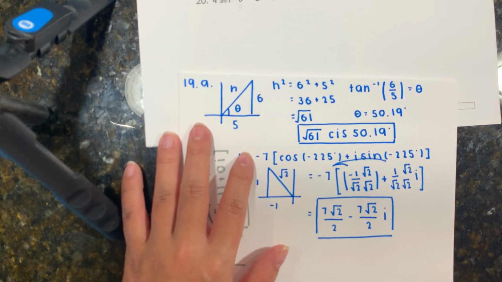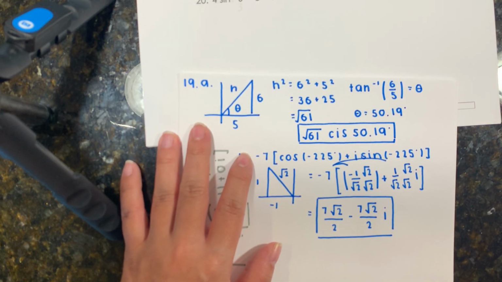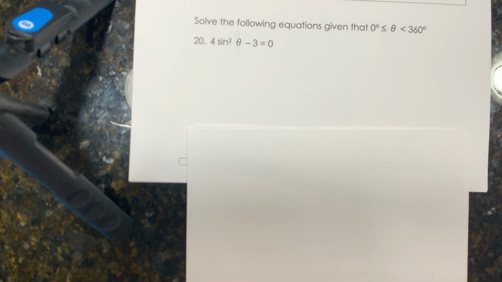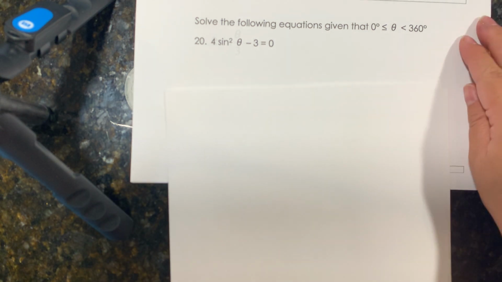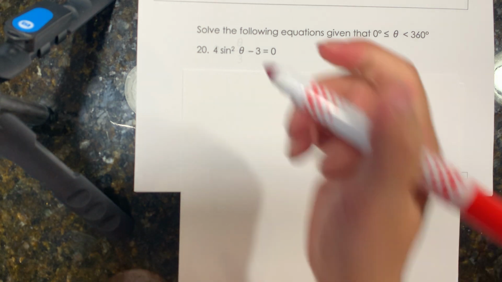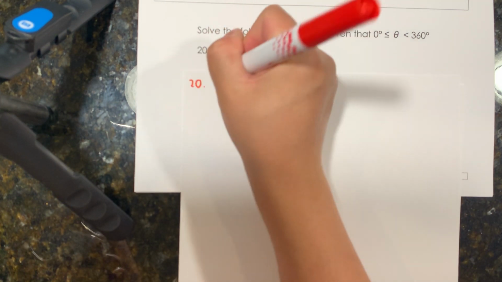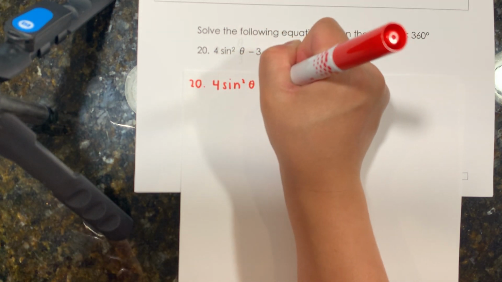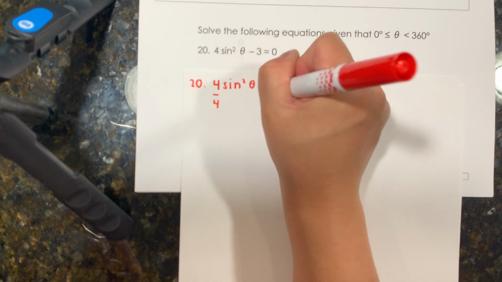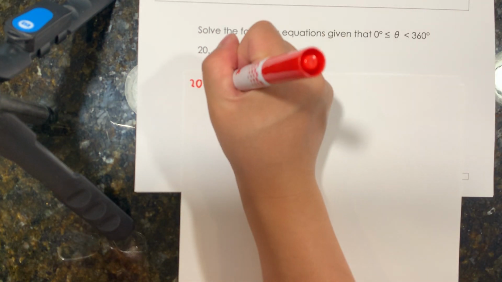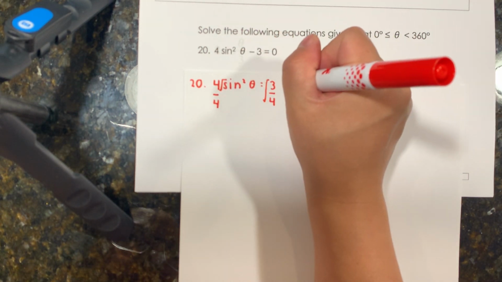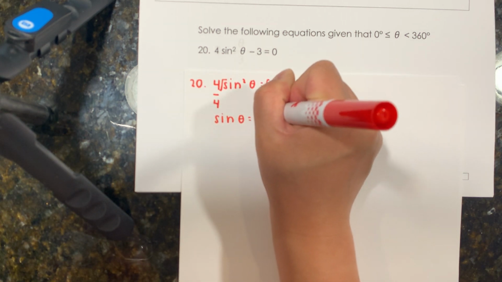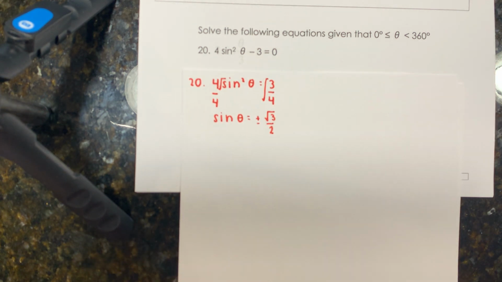Now looking at number 20, where we are going to be solving in degrees, not in radians. So I'm going to start by moving the 3 to the other side. So it'll be 4 sine squared theta equals 3. Then dividing by 4 and taking the square root. So that's going to give me sine theta equals plus or minus the square root of 3 over 2.